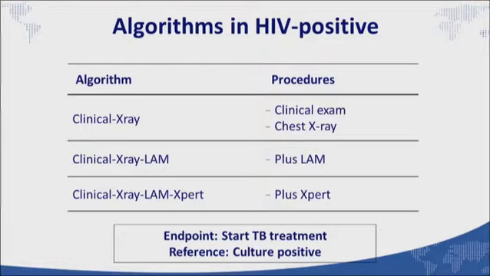In HIV-positive patients with symptoms of TB, we evaluated 3 algorithms. First one was, again, clinical and X-ray. Then second one was additional LAM to the previous exams. And the third one was additional Xpert to the previous LAM. So the 3 algorithms were evaluated in the same population. This is one cohort. And again, the endpoint was starting TB treatment and the reference was culture positive.